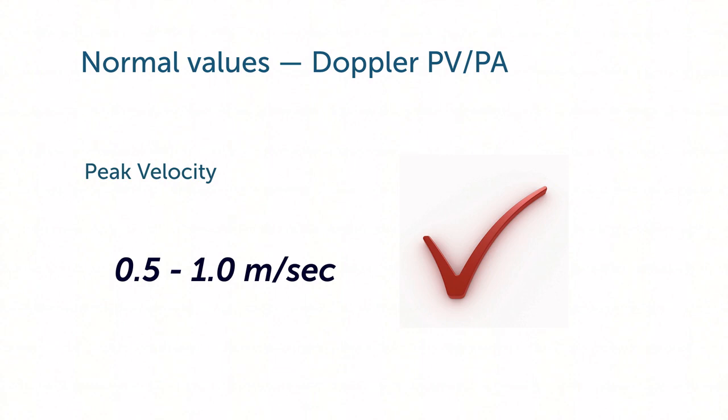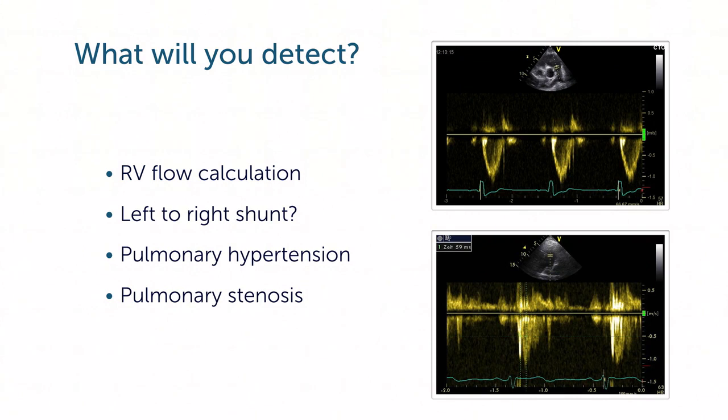What is the normal velocity? Well, it's somewhere between 0.5 and 1 meters per second. Where do we use this? We use it for RV flow calculations. So, for example, if you want to look at shunts, left to right shunts or right to left shunts. It will help us in pulmonary hypertension, as I just showed you, with the help of the PVAT. And it also helps us to look at pulmonary stenosis, even though if there's truly pulmonary stenosis, the velocity will be higher than 1. You'll have aliasing, and you'll usually need to use continuous wave Doppler.